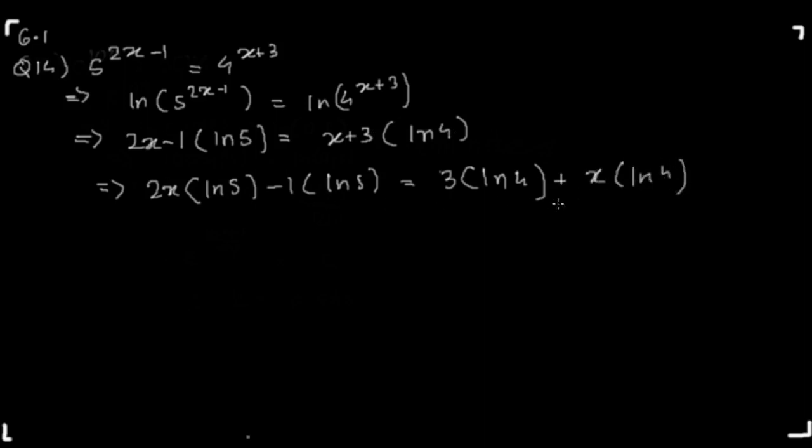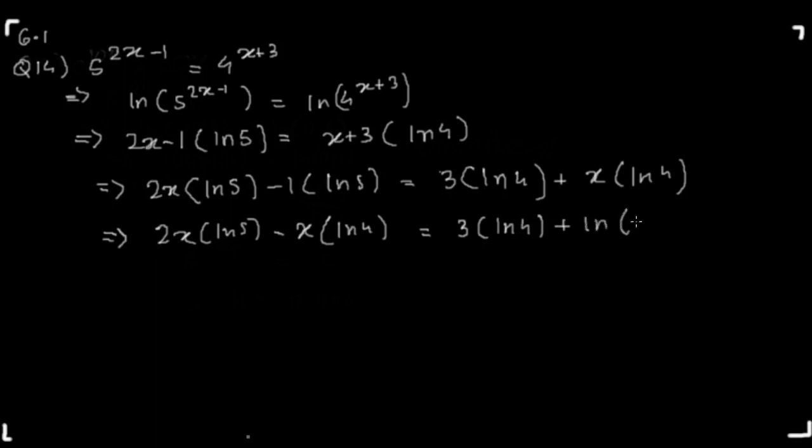Now we have the common terms, so let's move them here. So 2x ln5 minus x ln4 is equal to, this is going to stay here, 3 ln4, then plus ln5. We just did some moving around.